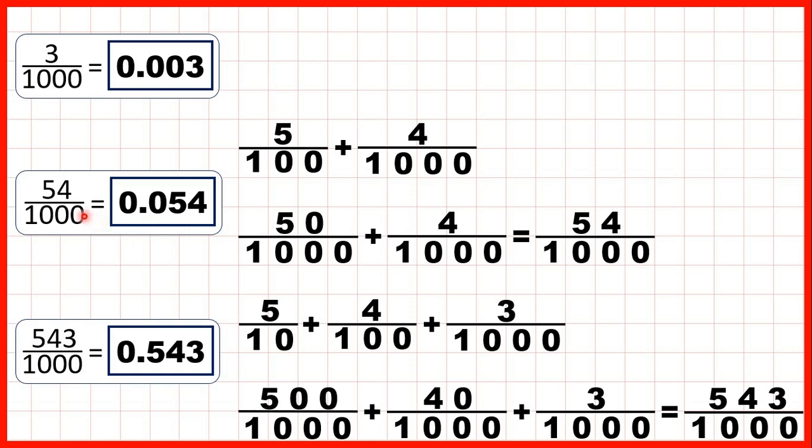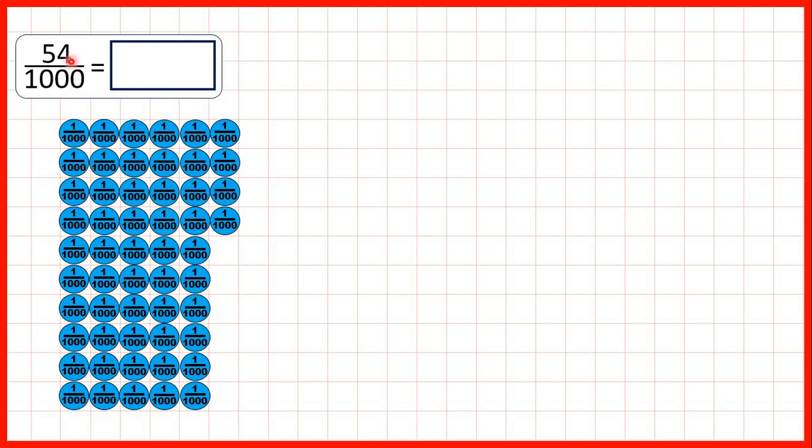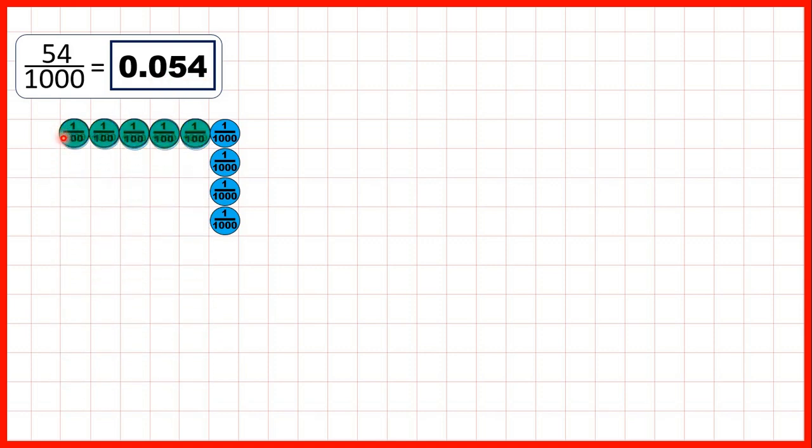Let's just take one closer look at this middle question, 54 thousandths. We can show that here, but we know that 10 thousandths is the same as 1 hundredth. So we can write that as 0.054, because if we join 10 thousandths together to make a hundredth, we now have 5 hundredths and 4 thousandths, so 0.054, because the second digit after the decimal point is our hundredths digit, and the third digit is our thousandths digit.